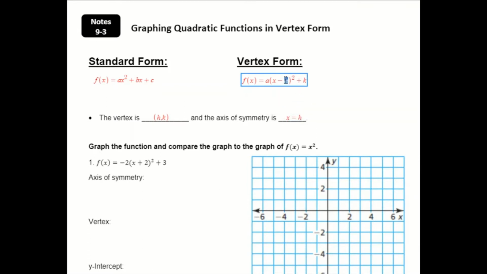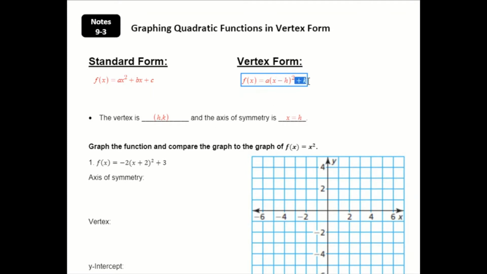Now I want you to be careful here, because the way this equation is set up is that we have x minus h, okay? So h will actually be the opposite of what you see in the equation. If you look at this example down here, you'll see it's x plus 2. Well, in order to get an x plus 2 in this formula, we would have to plug in a negative 2 right here, because x minus negative 2 is equivalent to x plus 2. So you just want to be real careful when identifying that h, that it will always be the opposite of the number you see in the equation.